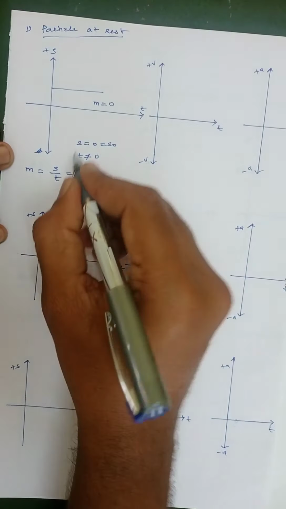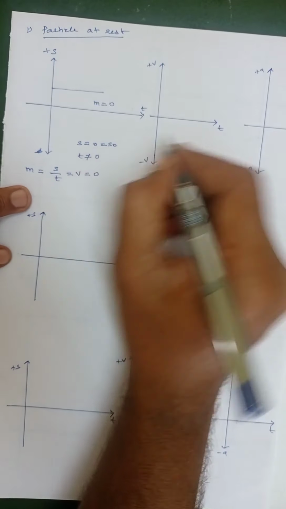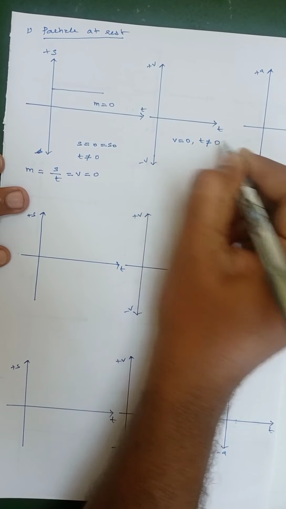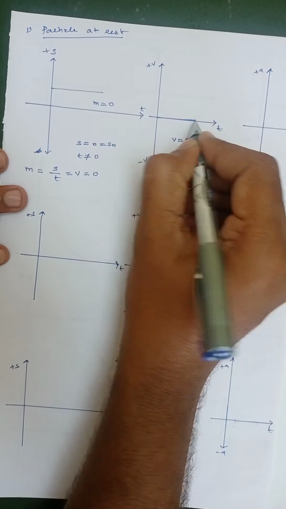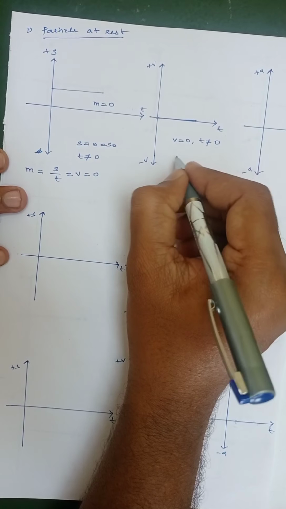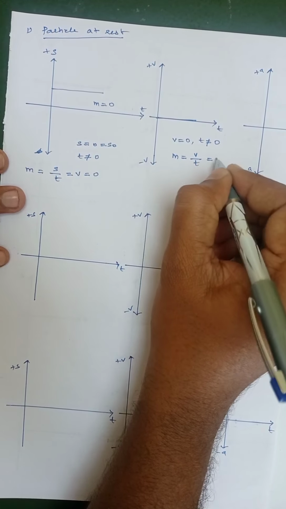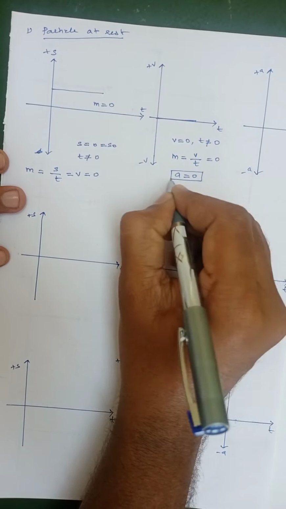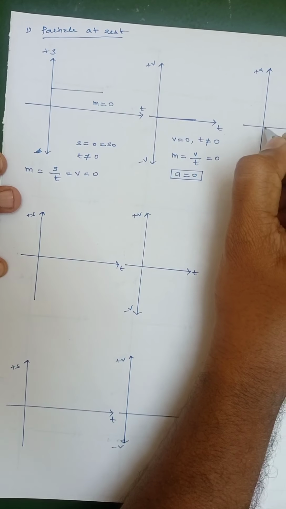Next, in this graph v equal to 0 and t is not equal to 0, so the graph is along the axis. Here slope m equal to v by t equal to 0, so a equal to 0. So here a equal to 0.